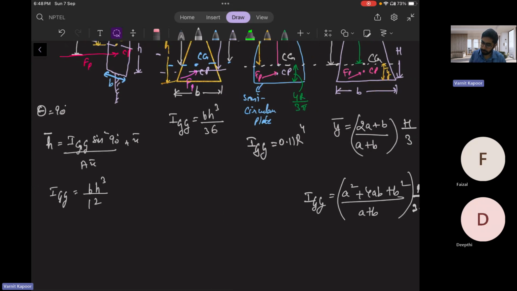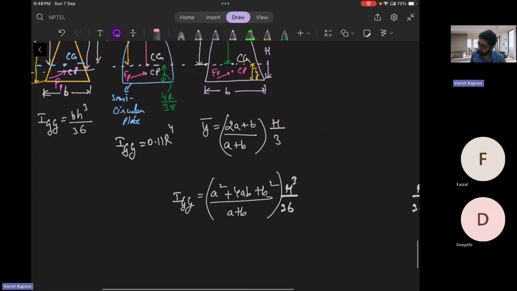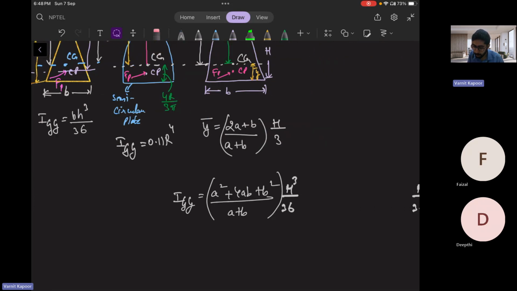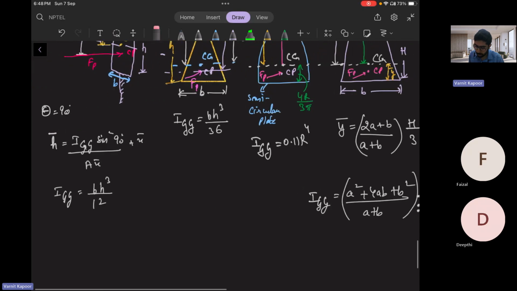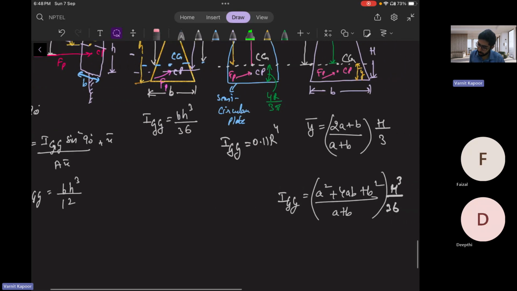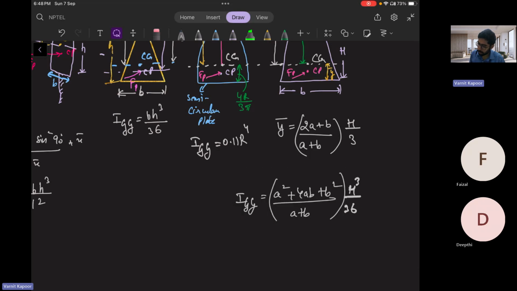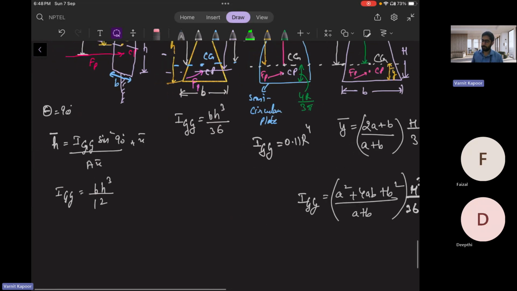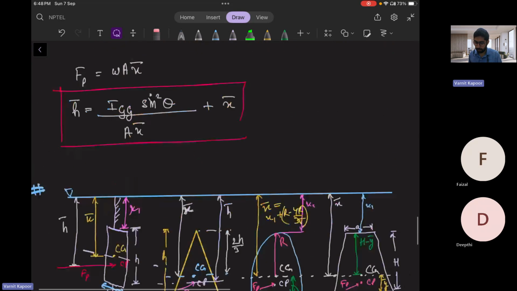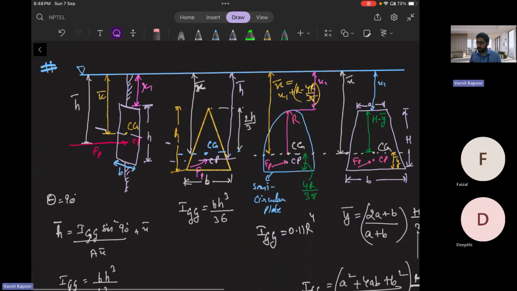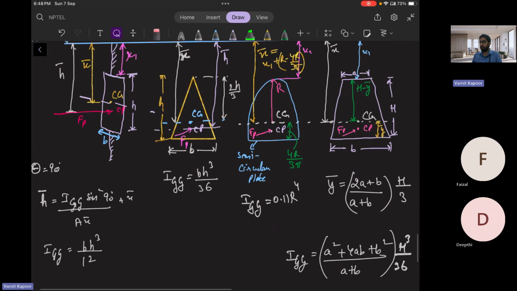Oh, I think I have taken it a bit towards the left. Just take it towards... Yeah, I think that works fine. All right. So this is our whole expression for all the different cases. We have a flat rectangular plate, triangular plate, semicircular plate, or the trapezium.